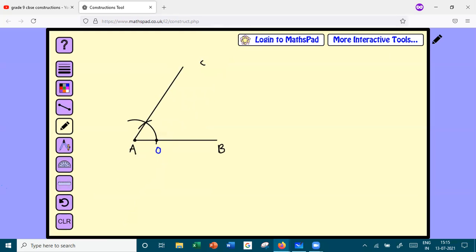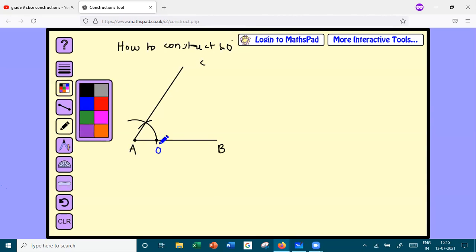So this angle would be nothing but 60 degrees. Yes, we are drawing 60 degrees, right? Let me write it here. How to construct 60 degrees, right? So this angle which we finally got here.